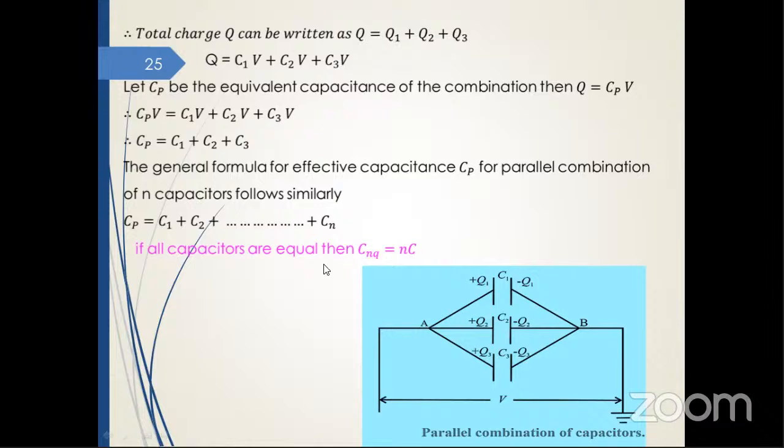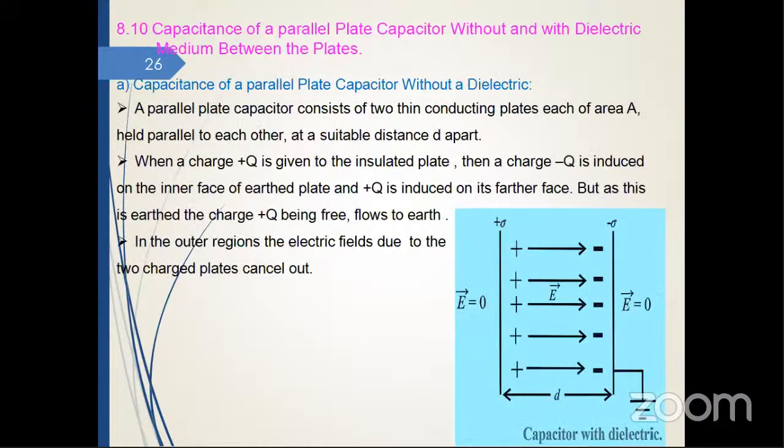If all capacitors are equal, then the capacitance in parallel is equal to nC. Once again, remember one thing: capacitors are combined in parallel when we require large capacitance at a small potential. If you want large capacitance at a small potential, then you have to arrange the capacitors in parallel combination. In this way we see how we join series and parallel combinations, and the respective formulas.